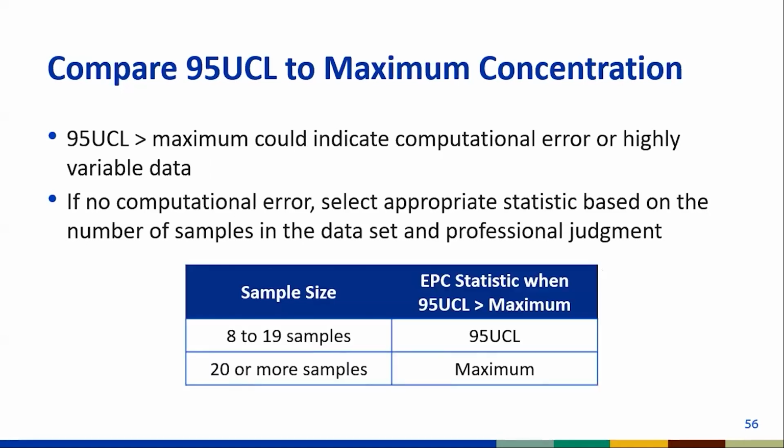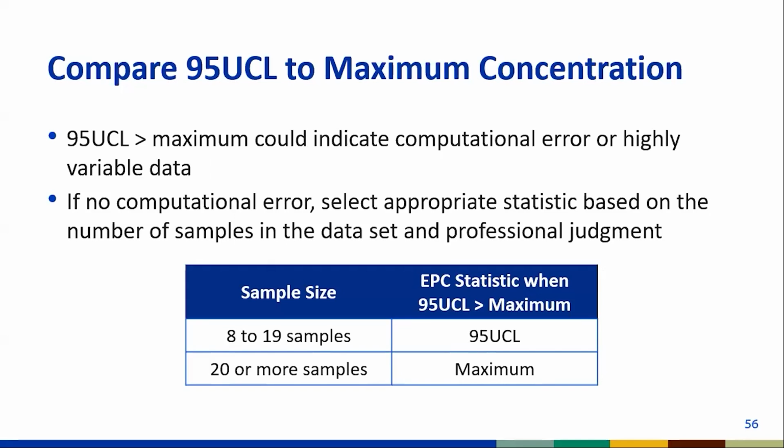If the 95 UCL was calculated correctly and indeed exceeds the maximum concentration, health assessors should select the appropriate EPC statistic based on the number of samples included in the dataset, along with their personal judgment. When the 95 UCL exceeds the maximum concentration for a small dataset with 8 to 19 samples, ATSDR recommends using the 95 UCL as the EPC.